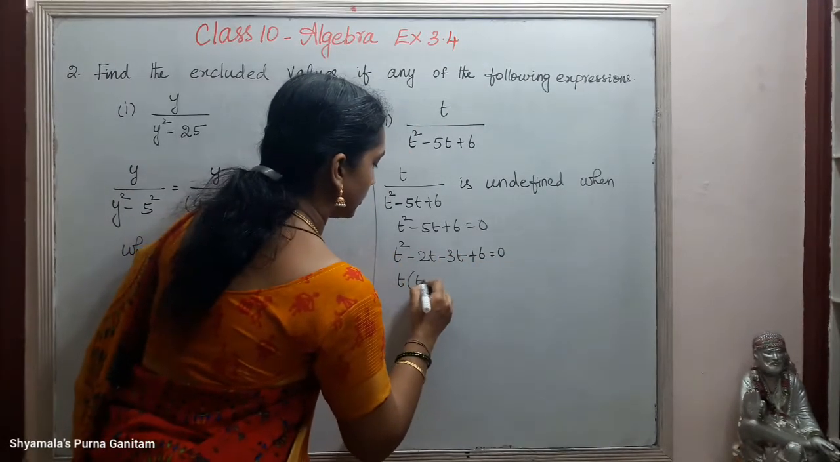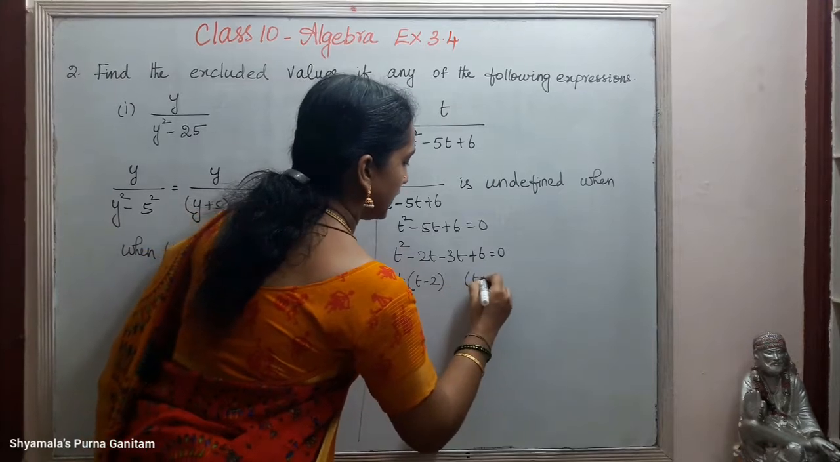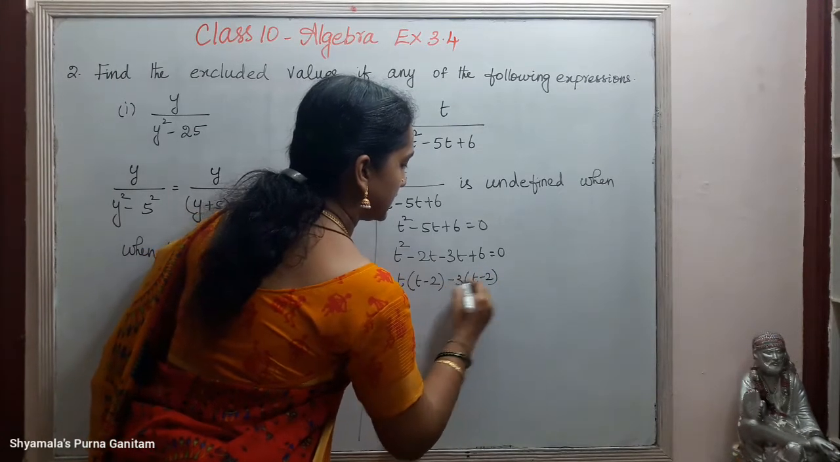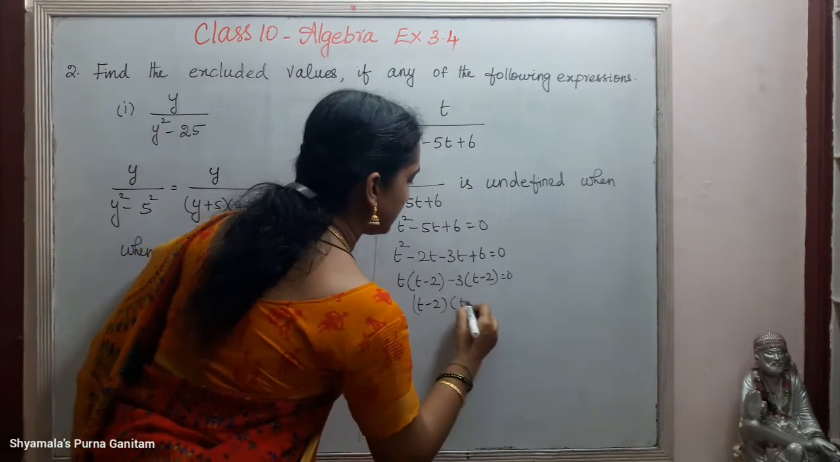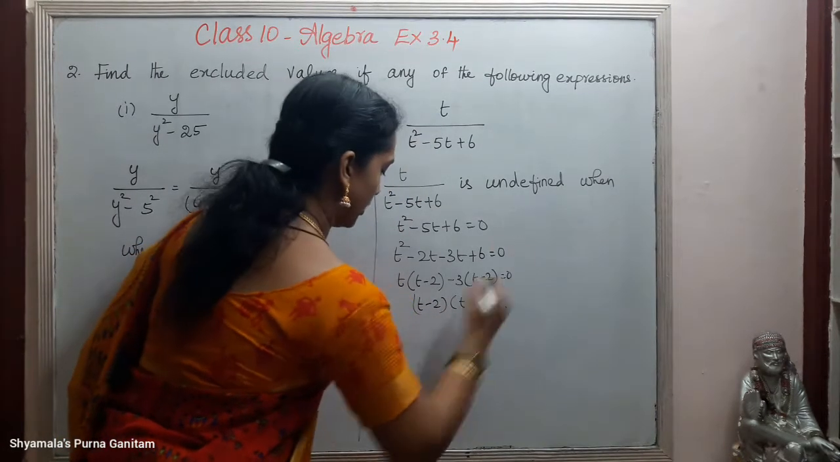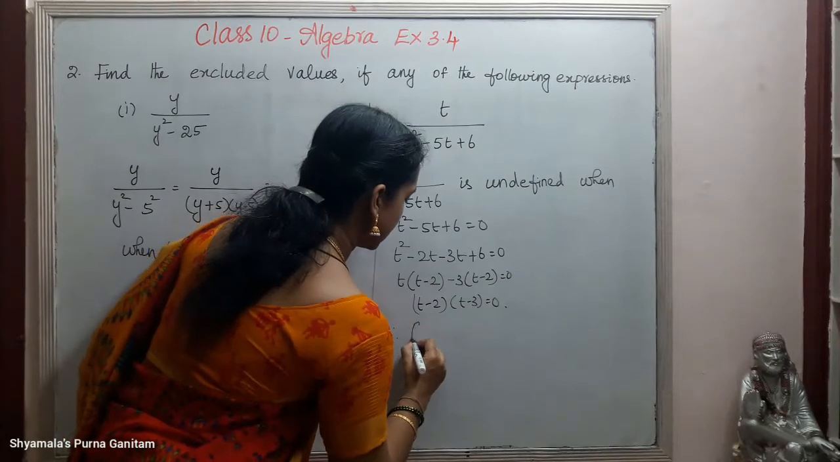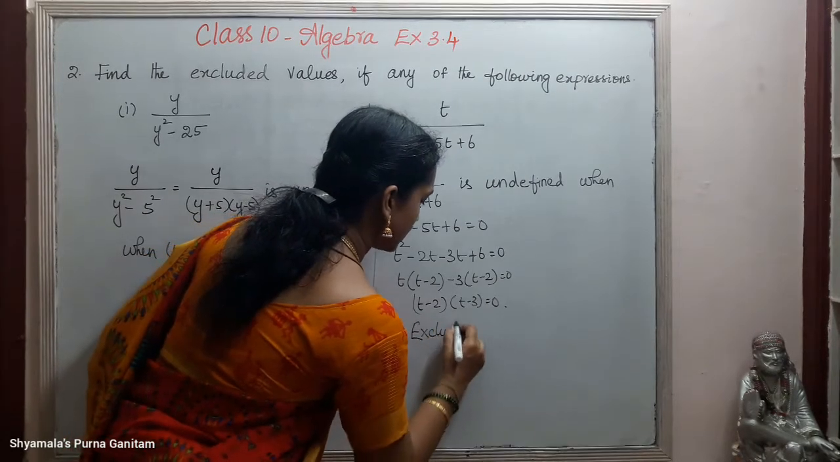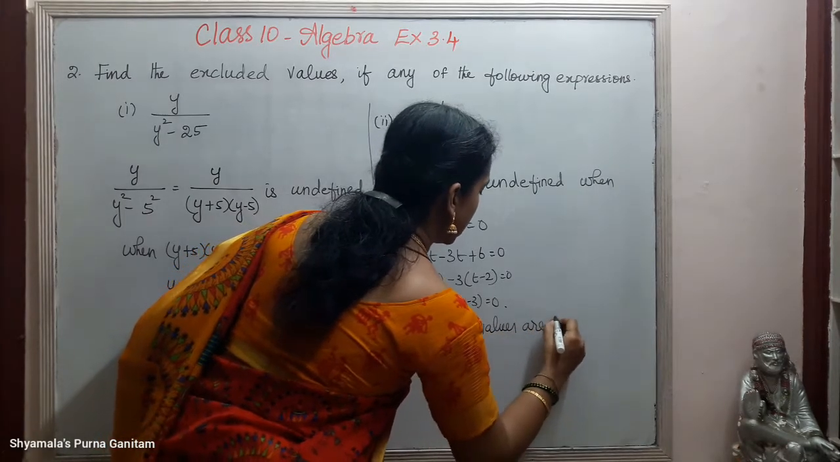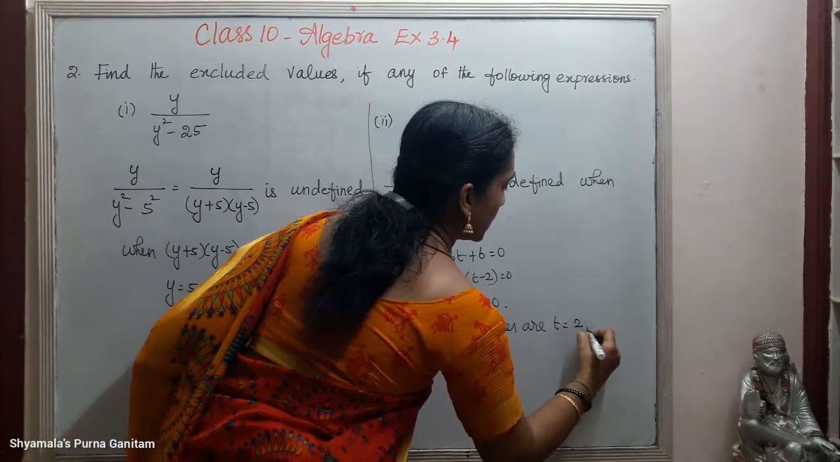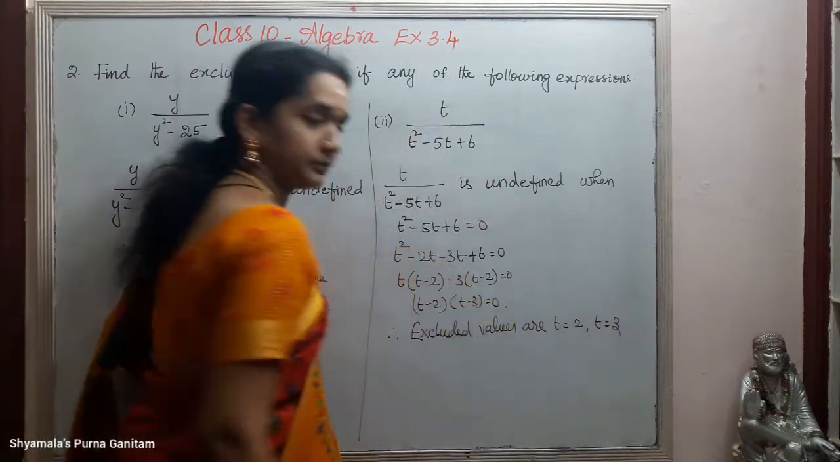So t into t minus 2, minus 3 into t minus 2, that is t minus 2 and t minus 3 is equal to 0. Therefore, the excluded values are t is equal to 2 and t is equal to 3.